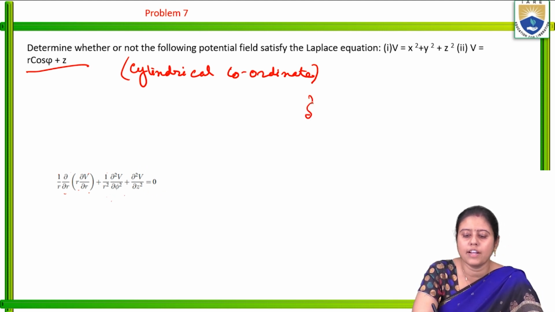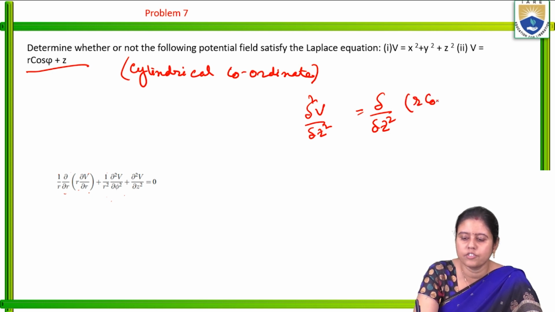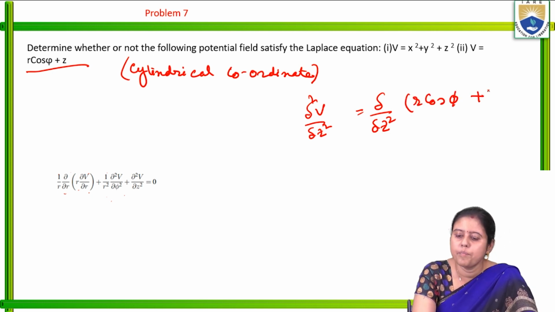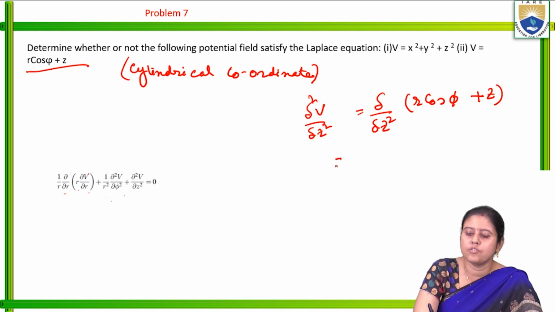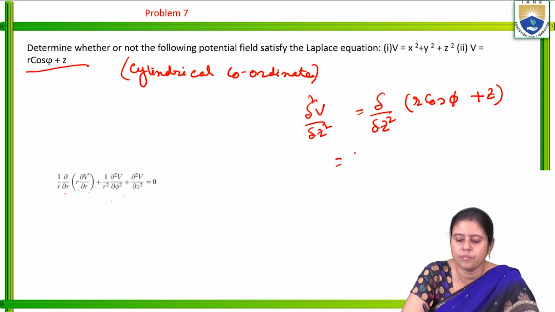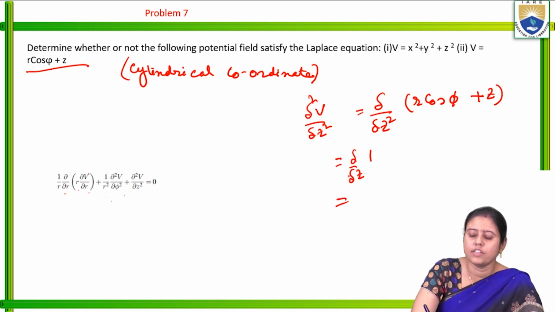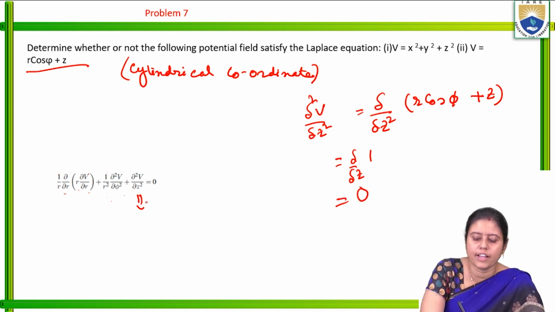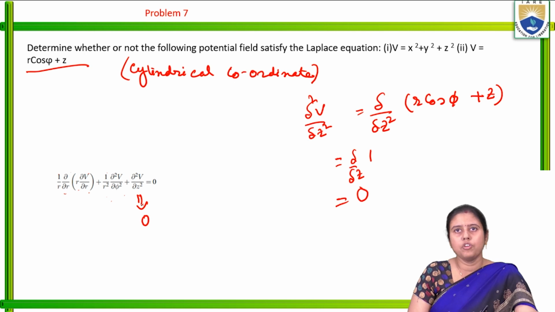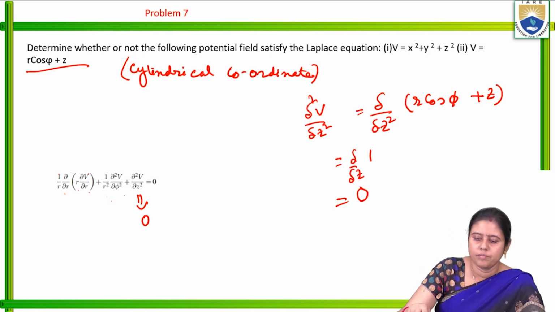First we will calculate del square V by del z square. How to calculate? This is del by del z square of r cos phi plus z. So if we differentiate the first time, del by del z gives 1. So this is a constant, so this term we will get as 0.